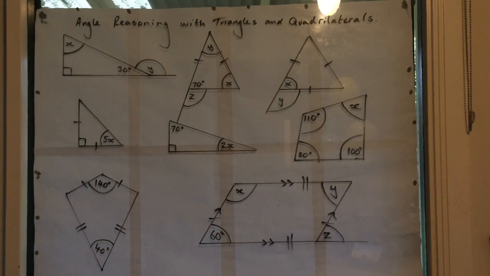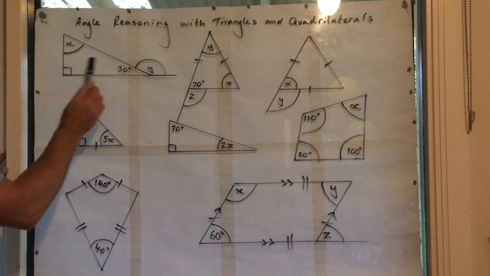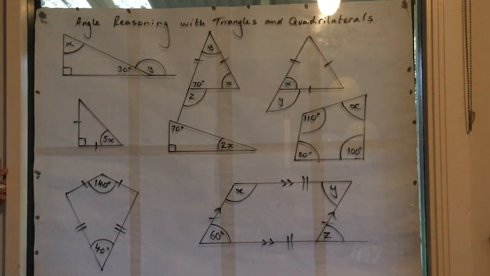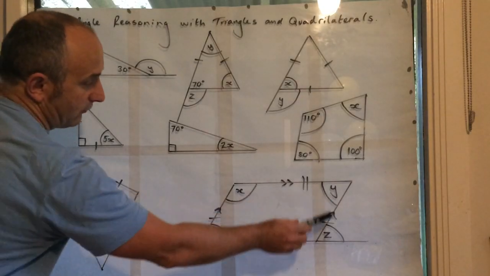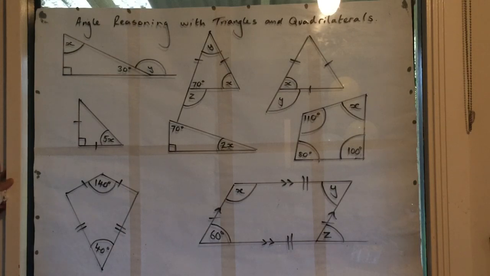Okay, so what we're going to do is some angle reasoning with triangles and quadrilaterals. The first thing we have to know is that all of the internal angles in a triangle add up to 180 degrees, and all the internal angles in a quadrilateral add up to 360 degrees. Okay, and we're not going to be going through the proof on this.